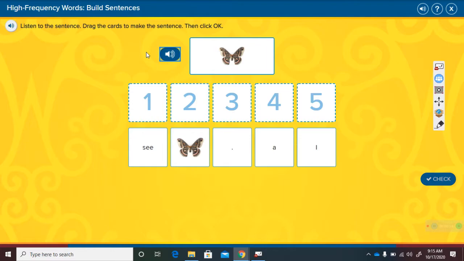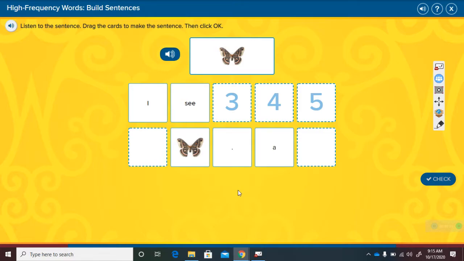I see a moth. Listen to it again and tell me which word comes at the beginning. I see a moth. I comes at the beginning, right? I see a moth. We have I. Can you find see? Look down here. Can you find the word see? Right here it is. I see.